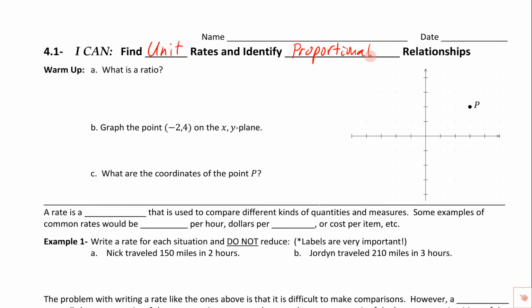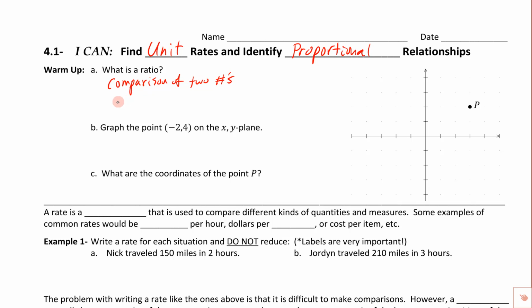So in the warm-up question, and a lot of the stuff that we talk about today is going to be a little bit of review. I'm hoping this rings a bell for some stuff that you've covered before in maybe 7th grade or something. So the warm-up first question is, what is a ratio? A ratio is a comparison of two numbers. It's a comparison of two numbers.